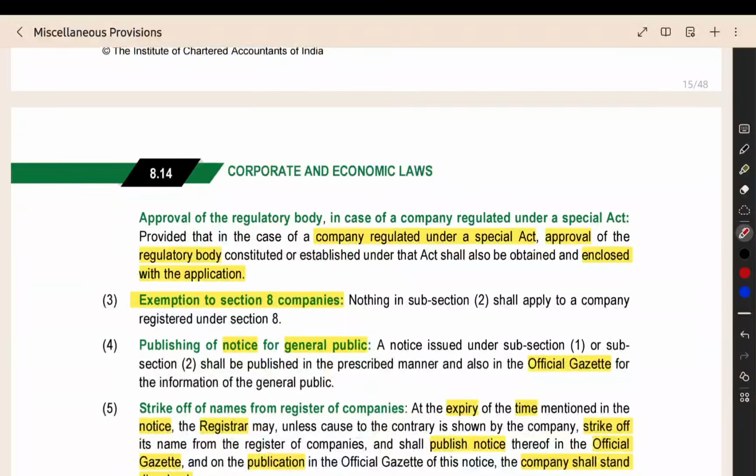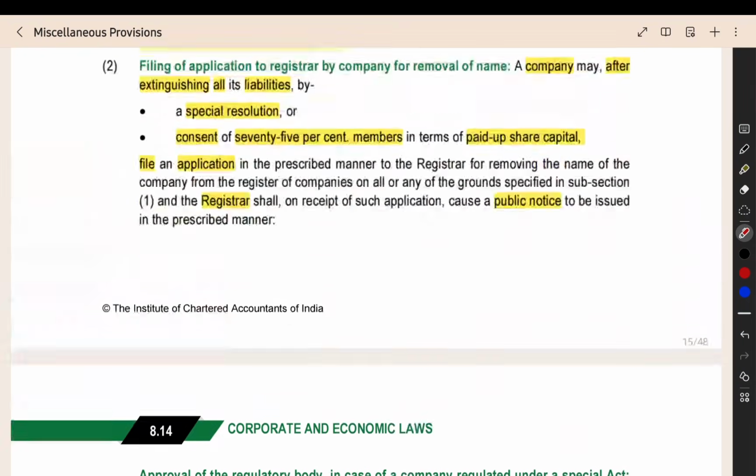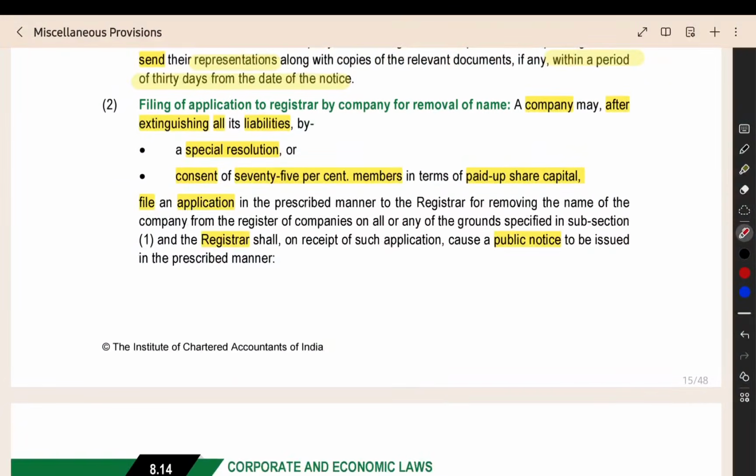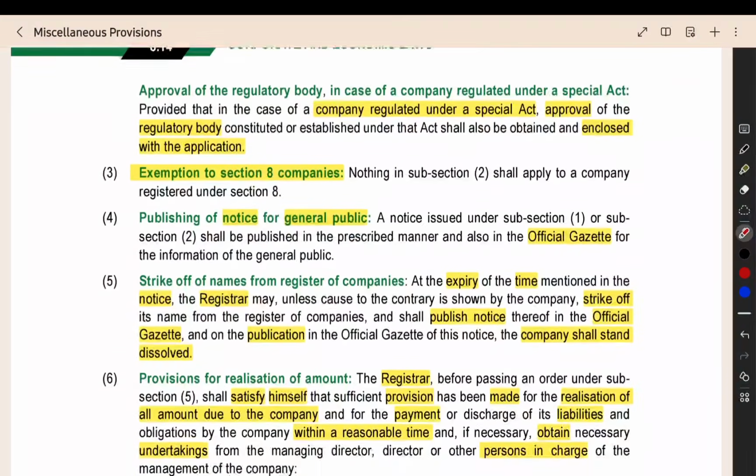And if you are a company regulated under a special act, then you have to get the approval of the regulator also, like RBI, insurance company, electricity company. You have to get the approval of the particular regulator also, and attach it along with the application. Then, if the company is giving an application, the registrar will make a public notice that this particular company has filed the application for striking off. That will be given as a public notice.